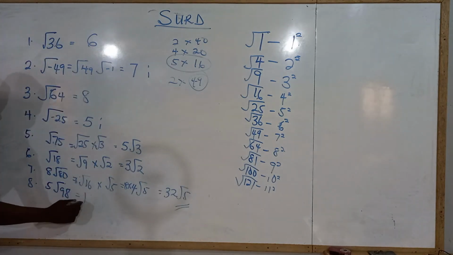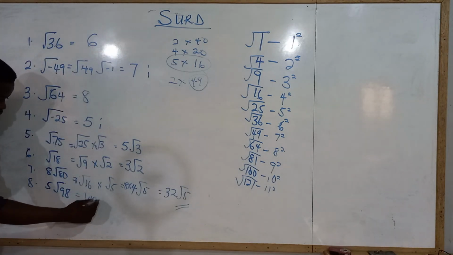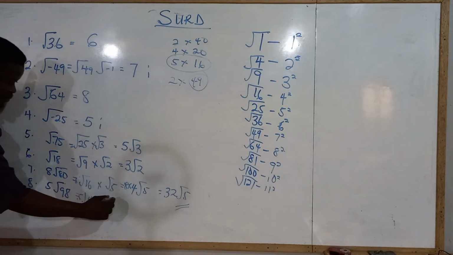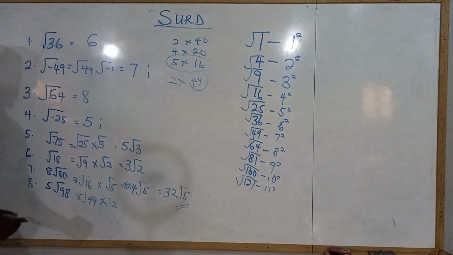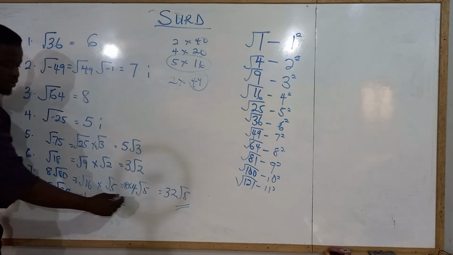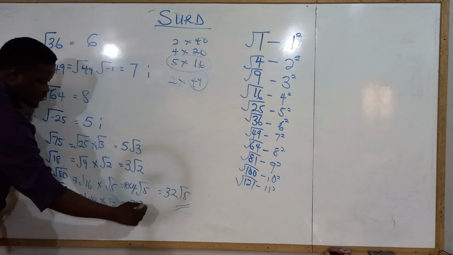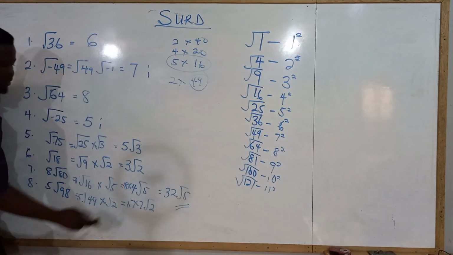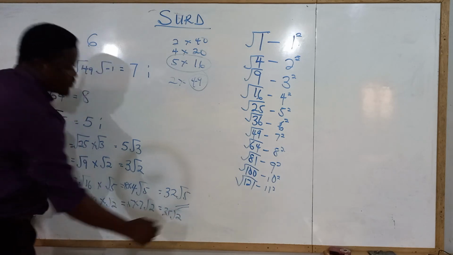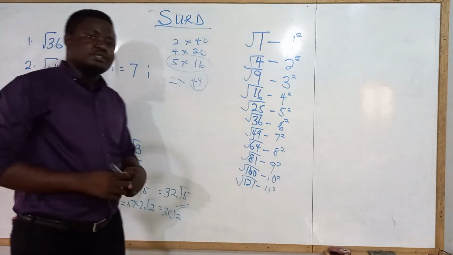So our 5 is already here. Root of 2. Square root of 49 is equal to 7. So 5 times 7 root 2. 5 times 7 is 35 root 2. I hope it's very simple.